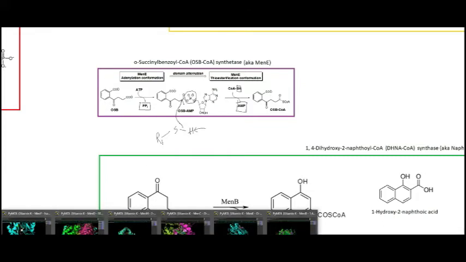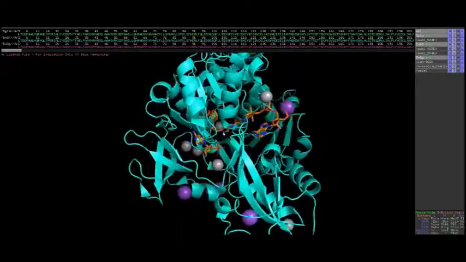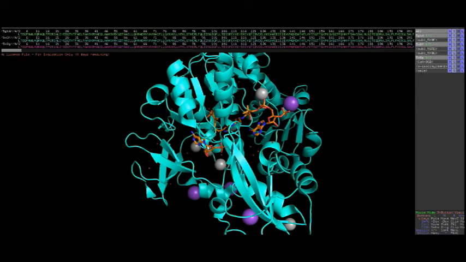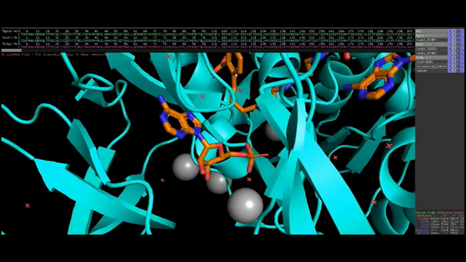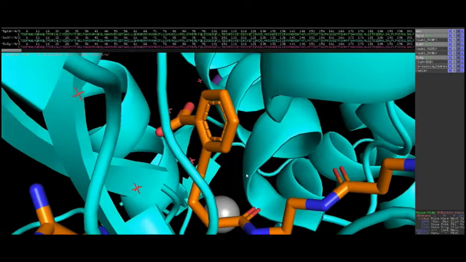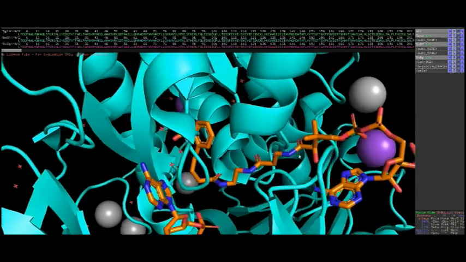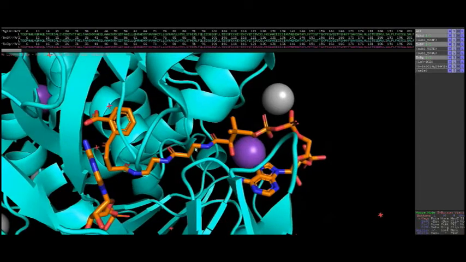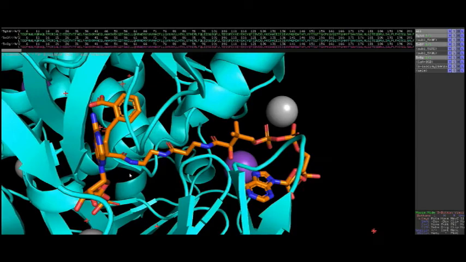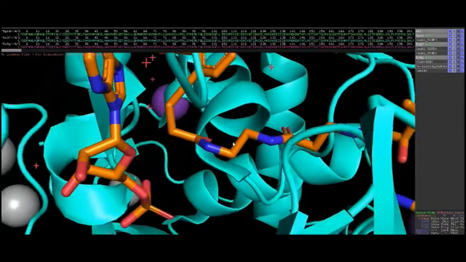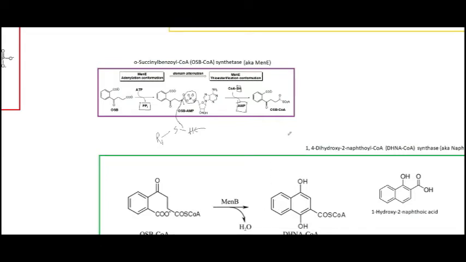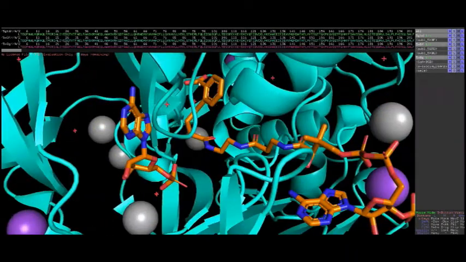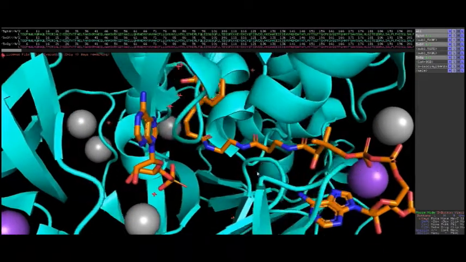And so we can see in the MenE structure down here, this is the AMP. So this is the AMP that was kicked off of our OSB, which is this up here. And we can see this is bound onto this long molecule here, which is the coenzyme A. And I believe this is just a coenzyme A analog that they used for this structure. It has the same sort of structure as this one here, but it does not have that sulfur there. And so we can see our product here bound to the coenzyme A.